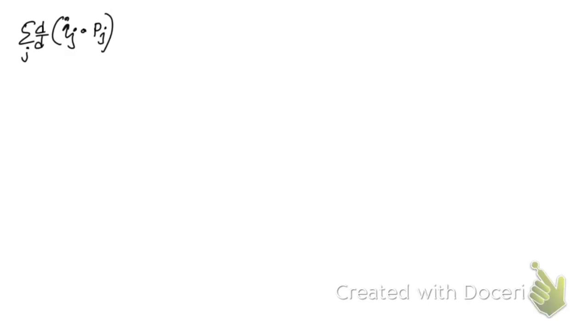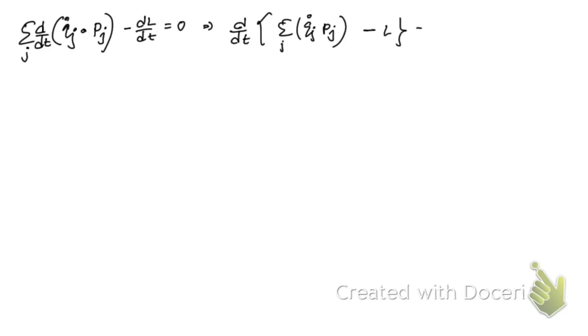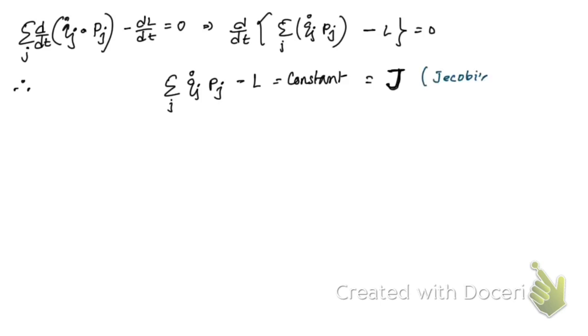So this is the last step we have got, right? And which implies this. So d by dt is taken common, then we're going to get this. So here you see, if the derivative of this part is equal to 0, then it must be constant. That's why its derivative is 0, so it is equal to a constant. And this constant is known as Jacobi's integral, J, right? That's what we have got here.